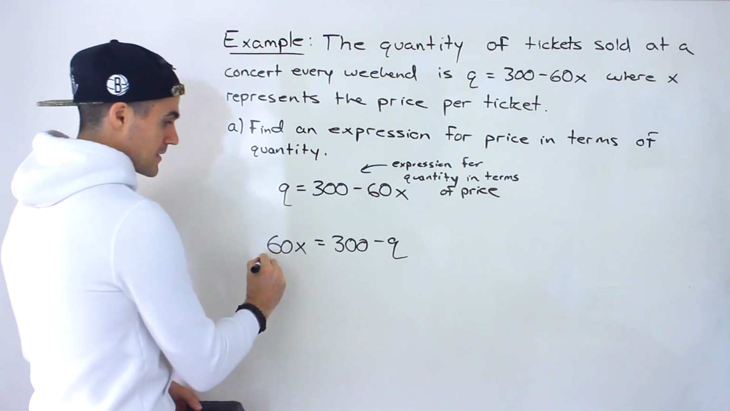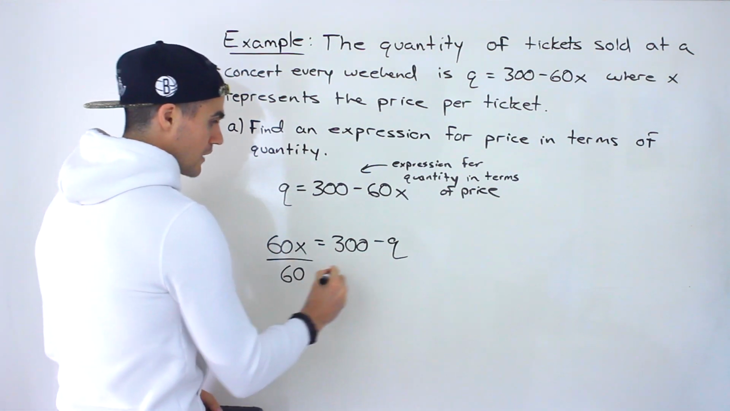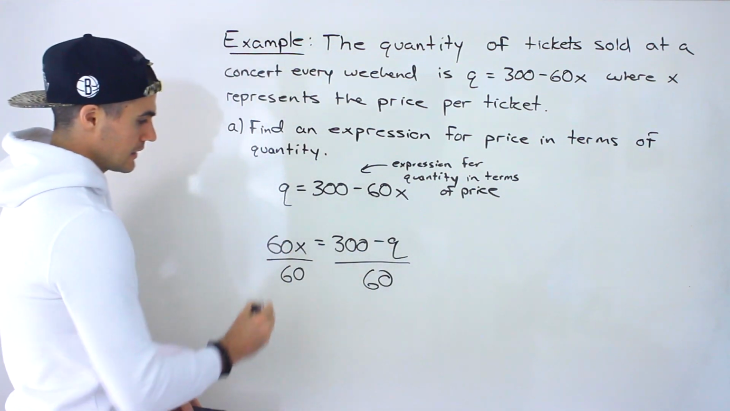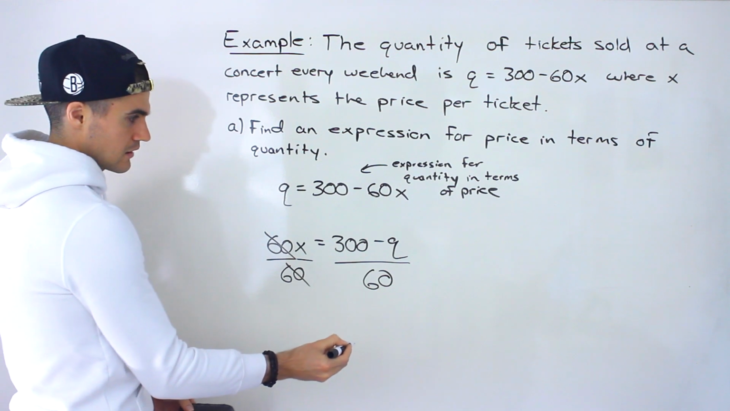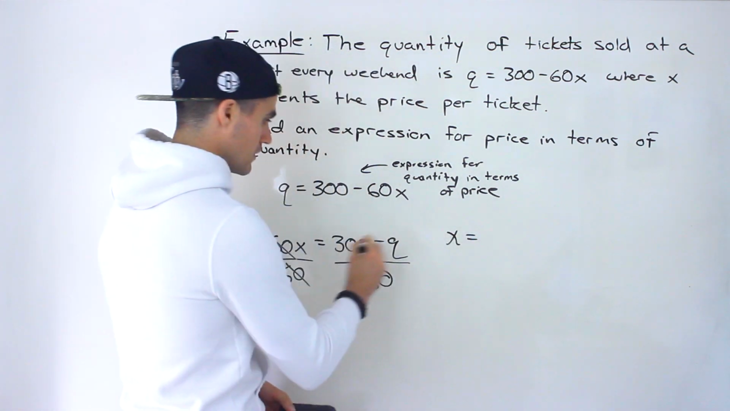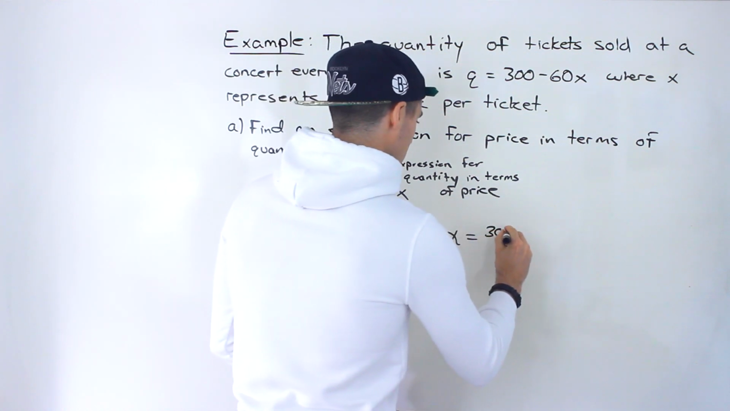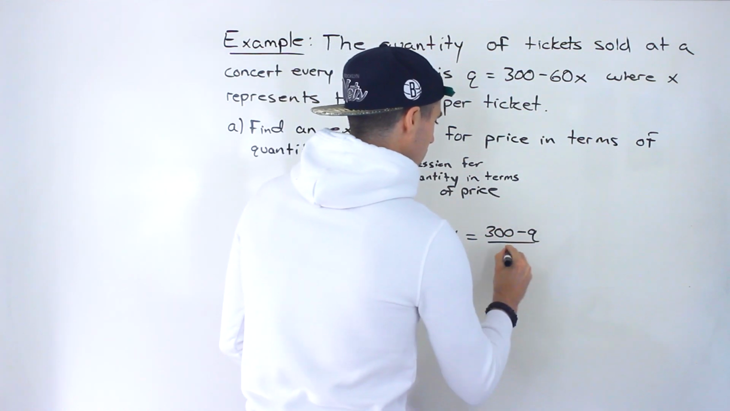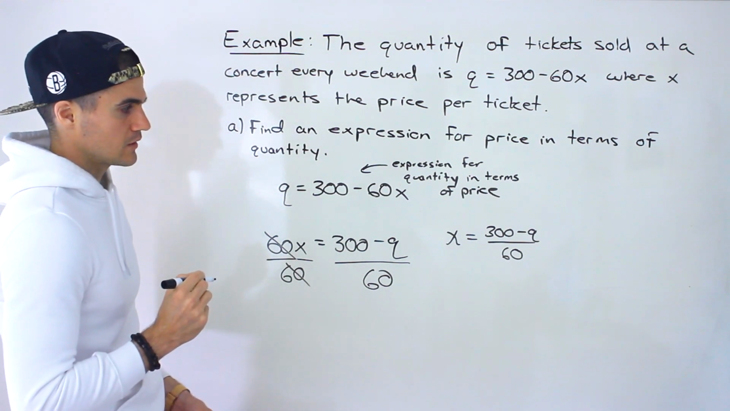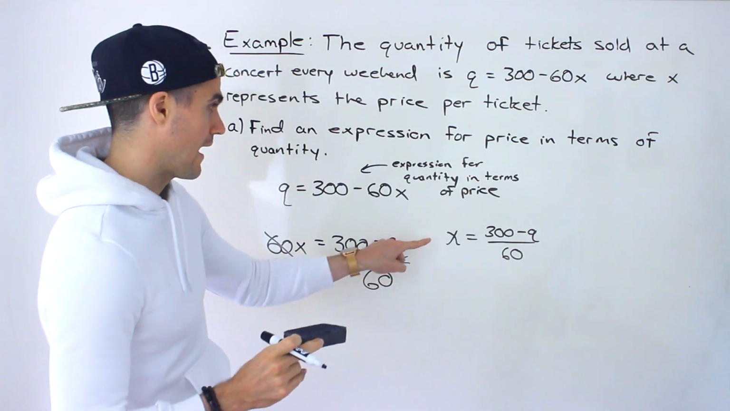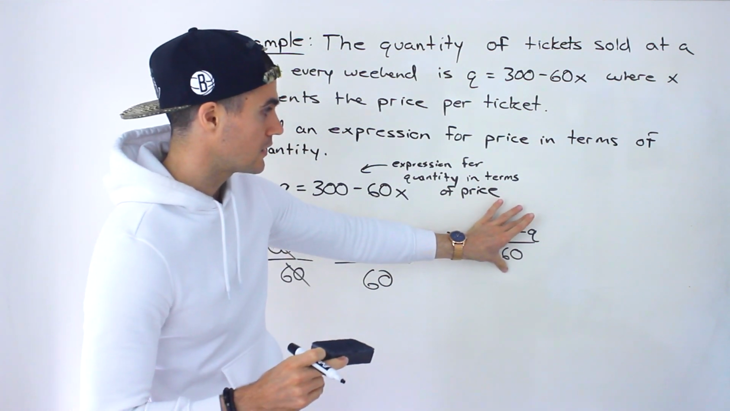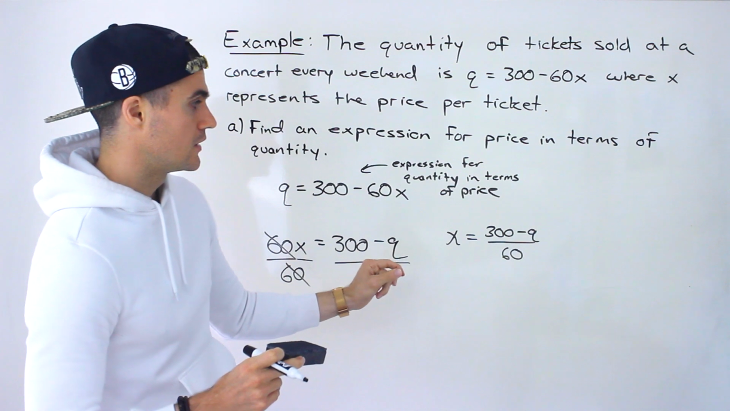And then we want to get the X by itself. Well, what we can do, divide both sides. We have to divide this whole thing by 60, like that. This cancels out, and we end up with X by itself, and it's equal to 300 minus Q over 60, like that. Right? So now we have the price, an expression for the price in terms of the quantity. So we just switched it up.